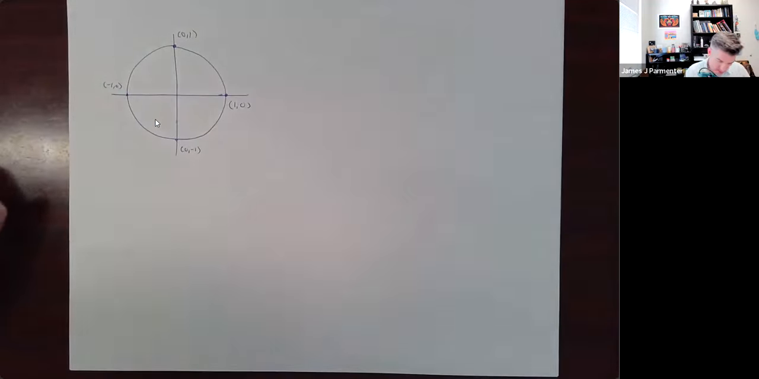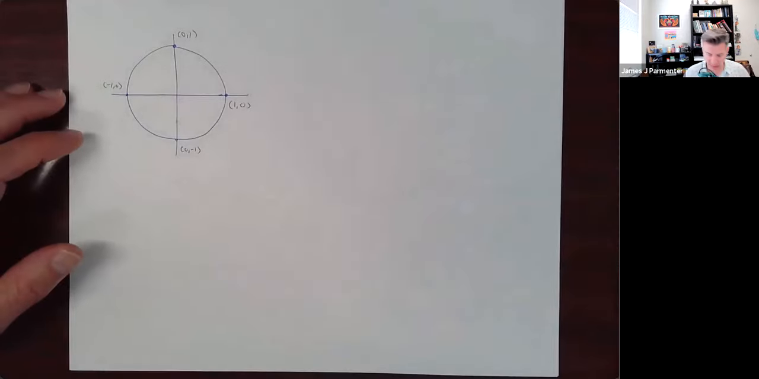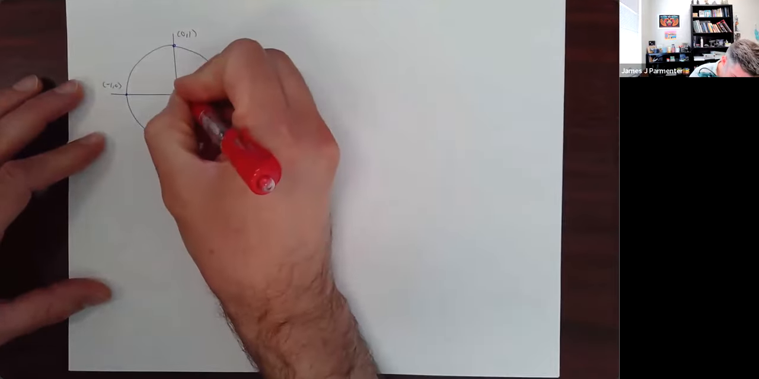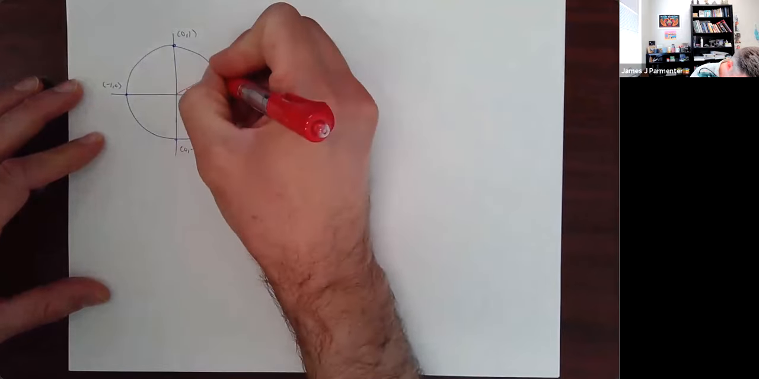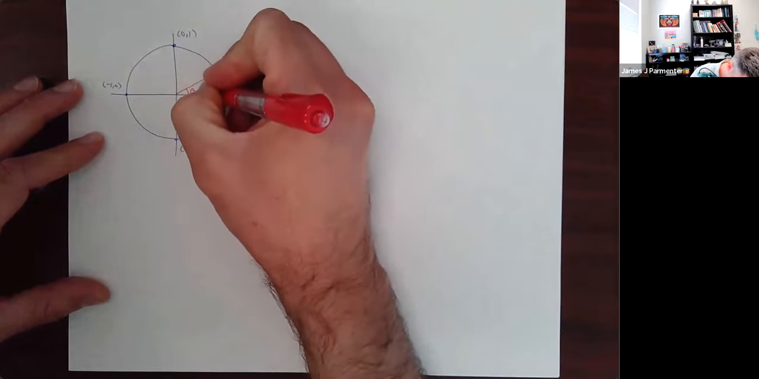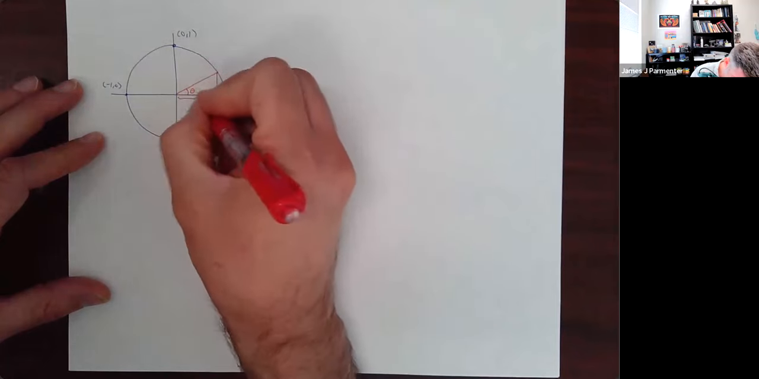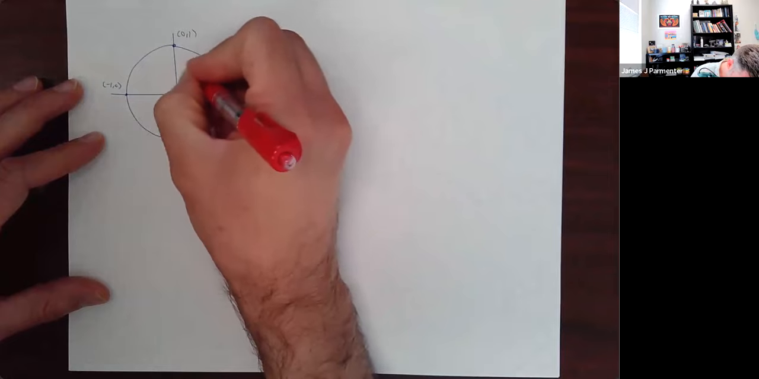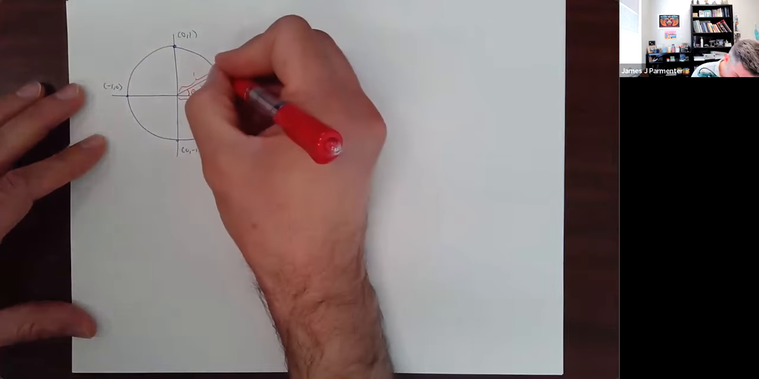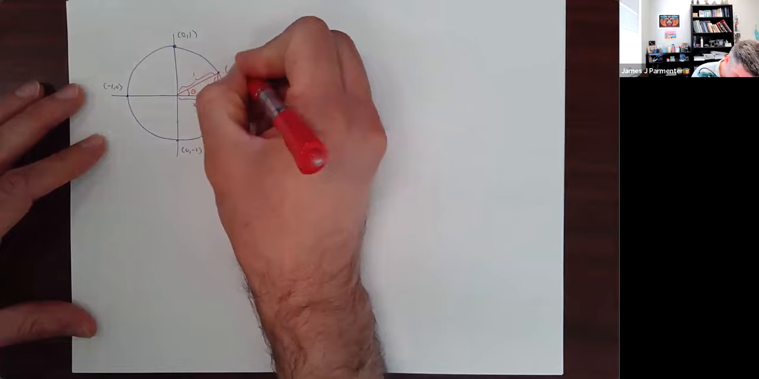Then we draw some angle. It's not any specific angle. We just say that that's theta. We drop our perpendicular to the x-axis. This side here is x. This side here is y. This side here is, of course, 1. And this point here is (x, y).